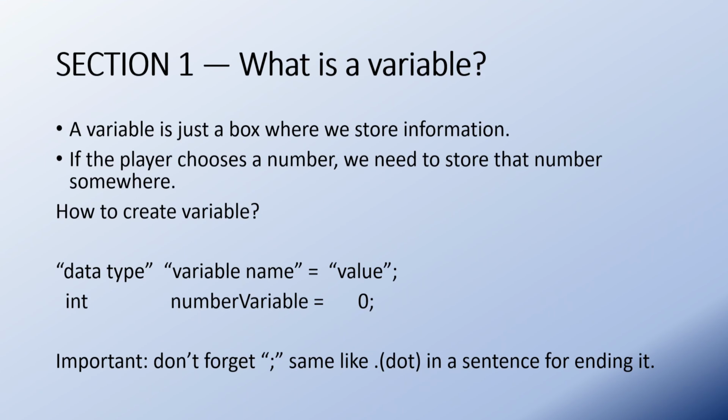A variable is simply a box where we store information. Imagine the player chooses a number. We need a place to keep that number so the game can use it later. In C++, we create a variable by choosing a data type, giving it a name, and optionally giving it a starting value. For example, int is the data type, number is the variable name, and 0 is the value. And just like ending a sentence with a full stop, every C++ statement ends with a semicolon.